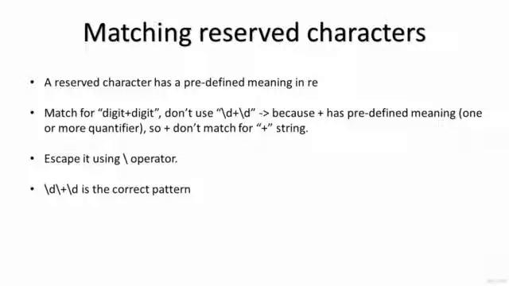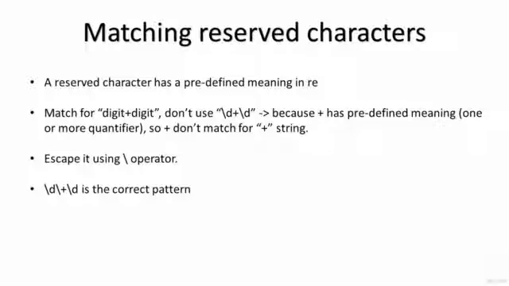For example, if you want to match the string digit plus digit, generally we will use \d+\d. And since plus has a predefined meaning, that is, plus is a quantifier which allows the first \d to repeat more than one time, we cannot use this plus directly. Instead, we have to escape that predefined meaning using the backslash operator. So instead of \d+\d, we have to use \d\+\d.